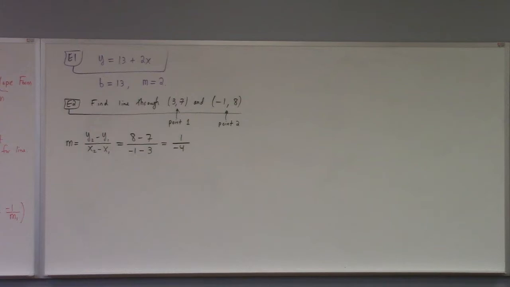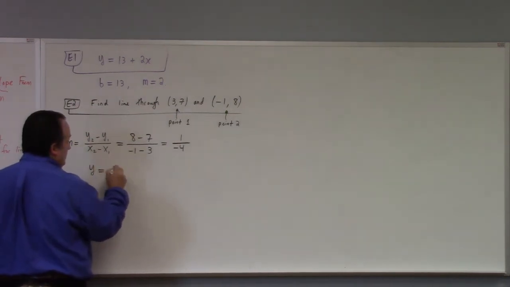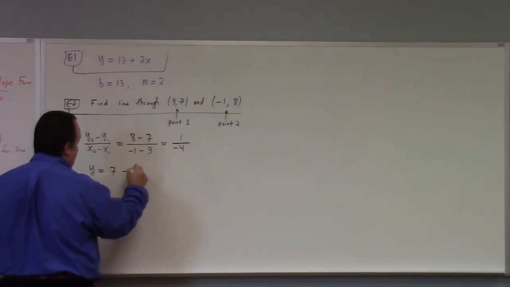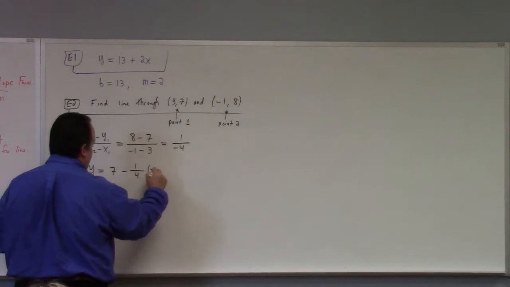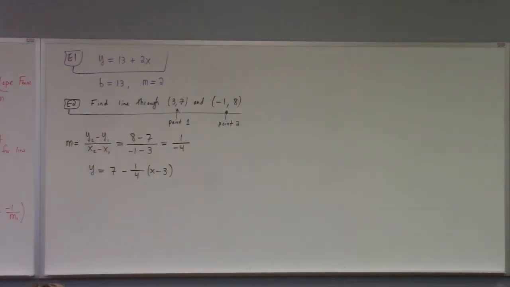Now what's the equation of the line? So I can just write it down. Here it is. y equals 7 minus 1/4 (x minus 3). What did I do? What did I use? Point slope.